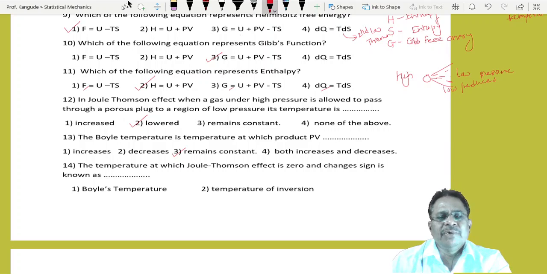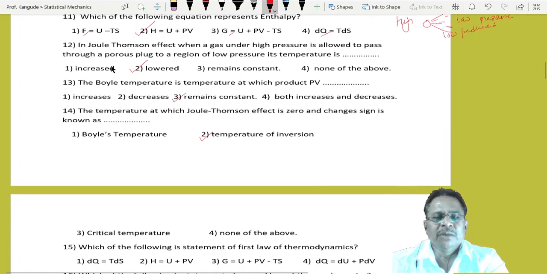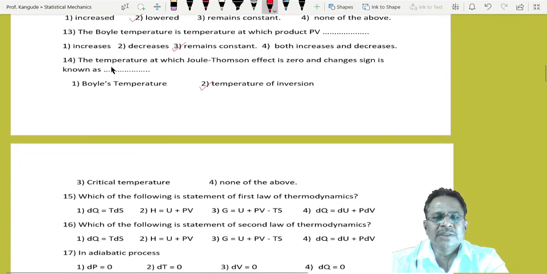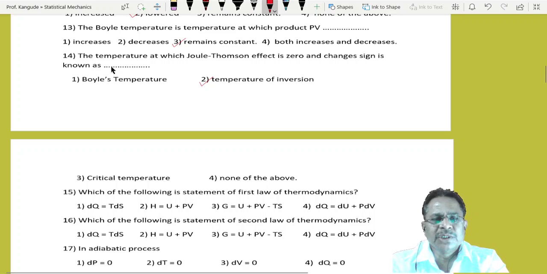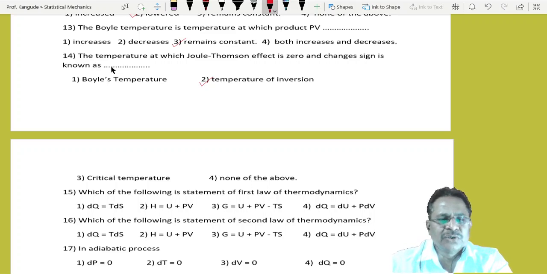Then question number 14: the temperature at which the Joule-Thomson effect is 0 and changes sign is known as, so when this particular temperature is reached, beyond that temperature, instead of cooling, there occurs heating. So this temperature is called the temperature of inversion. Boyle temperature we have already seen, PV is equal to constant. Temperature of inversion is where the Joule-Thomson effect gives heating instead of cooling. Critical temperature also is not applicable here, and therefore the correct option of question number 14 is 2, temperature of inversion.